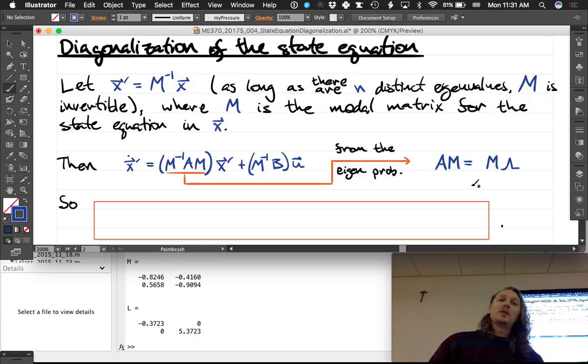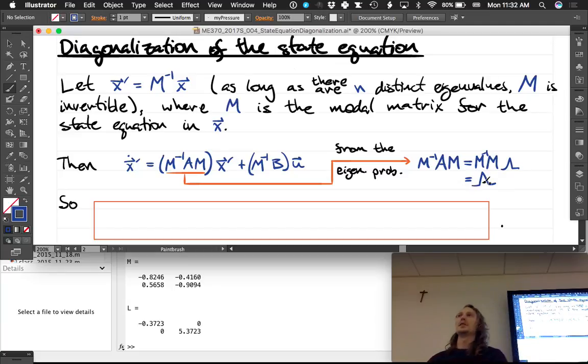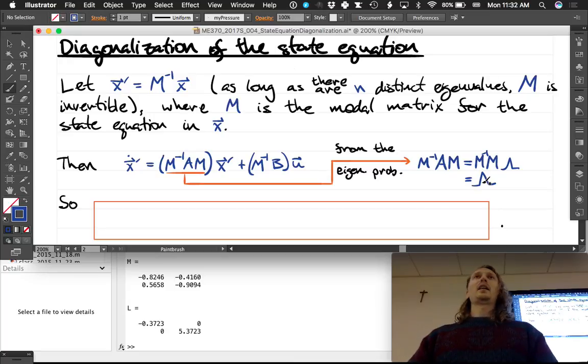Then what's kind of cool is M inverse right here. If we add that term, we have to add it to both sides, right? So this right-hand side can now be simplified. What is M inverse M? Just the identity, right? And so we can just write lambda. So M inverse AM is just equal to lambda, the eigenvalue matrix.